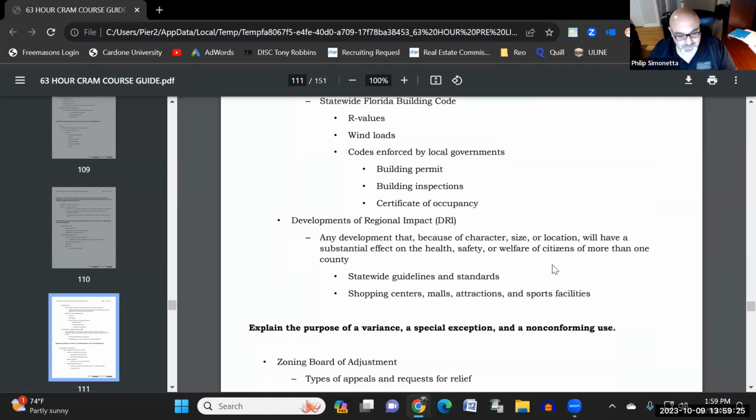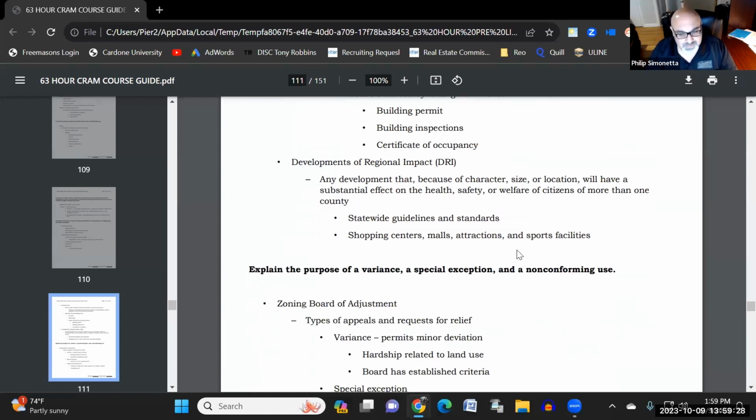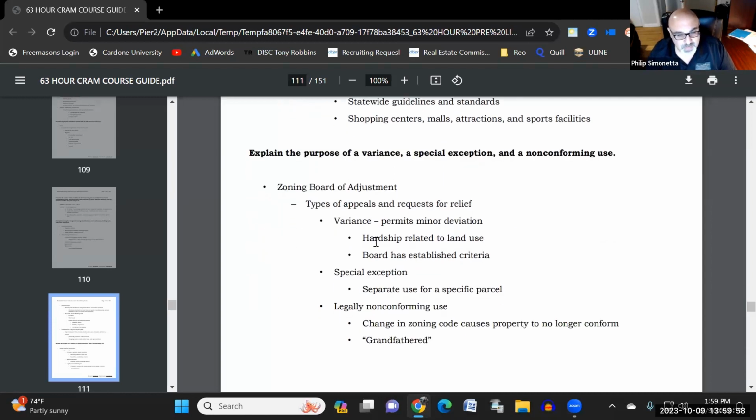They're DRI zones. This is any development that, because of character, size, and location, will have a substantial effect on the health, safety, and welfare of citizens of more than one county. There are statewide guidelines and standards. These include shopping malls, shopping centers, attractions, and sporting facilities. Disney, where they play football, baseball. These are big developments that affect more than one county. Okay, they're called DRIs.